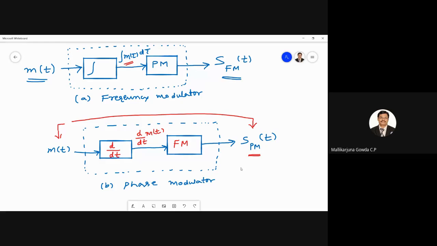This is how we say FM and PM are related. It is not tricky, it is very simple to understand, but replacing integral, replacing differentiation, people should understand this.